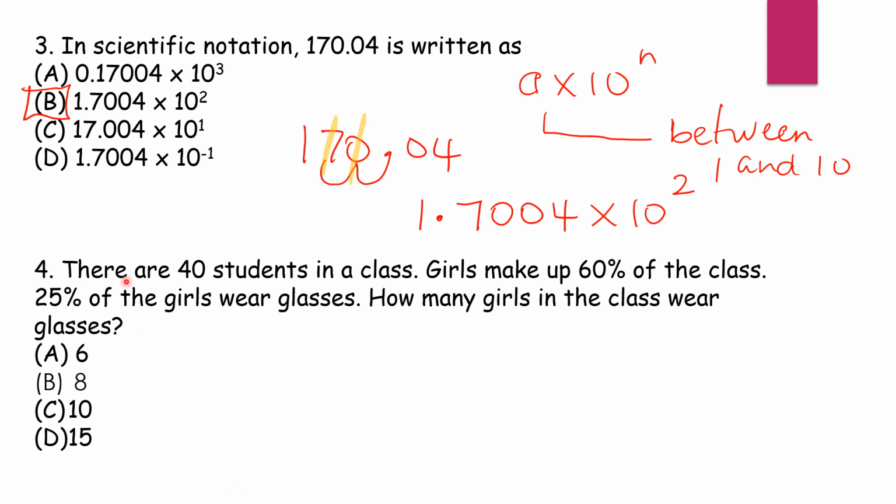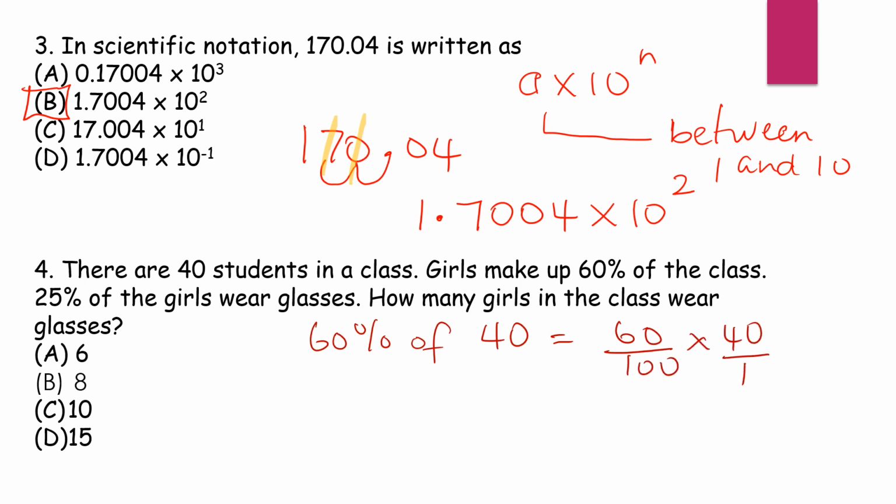Number 4, there are 40 students in the class. Girls make up 60% of the class. 25% of the girls wear glasses. How many girls in the class wear glasses? Okay, so let's work this out. So we're going to take first 60% of 40, which is 60 over 100 times 40 over 1. Cancel these zeros here. I'm going to end up with 24. So girls make up 60% of the class. So there are 24 girls.